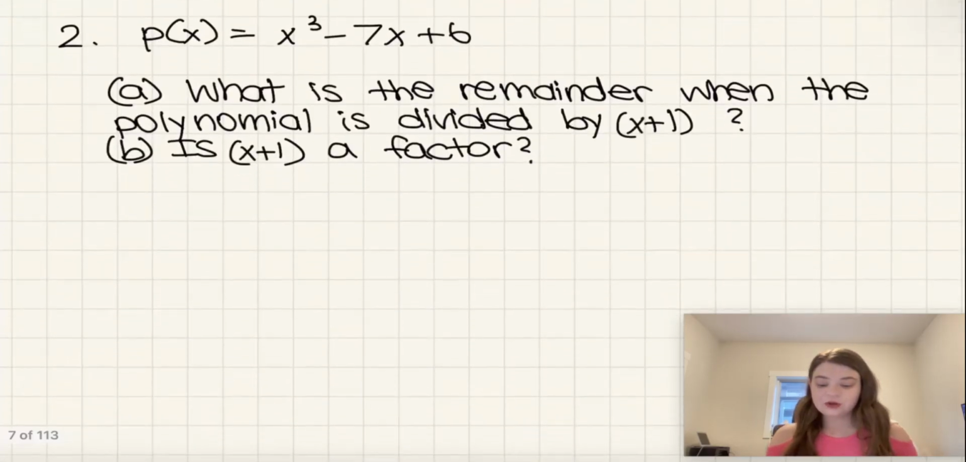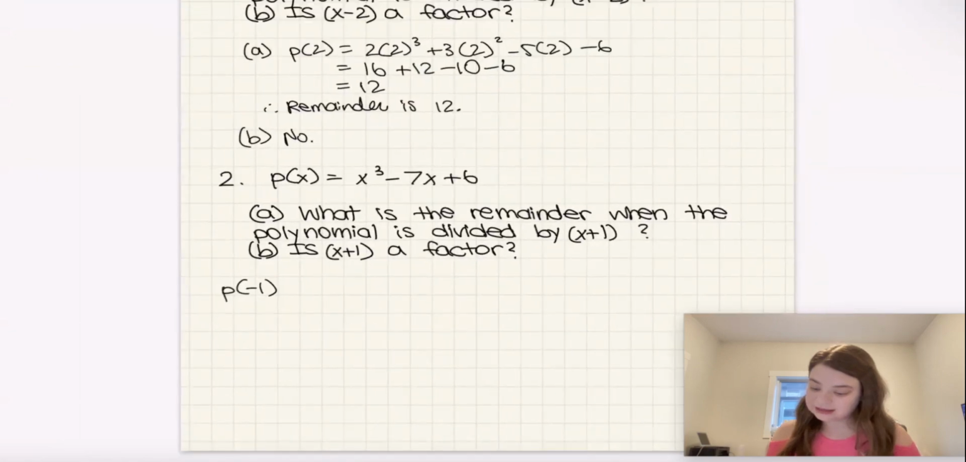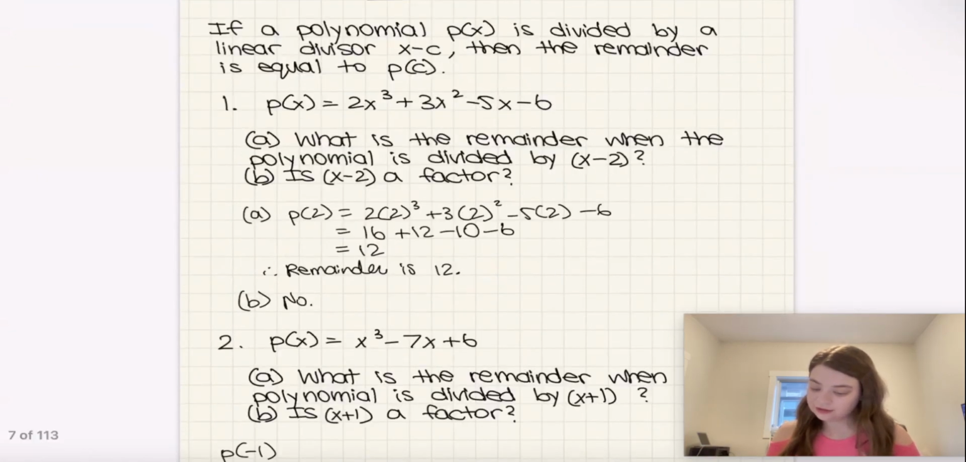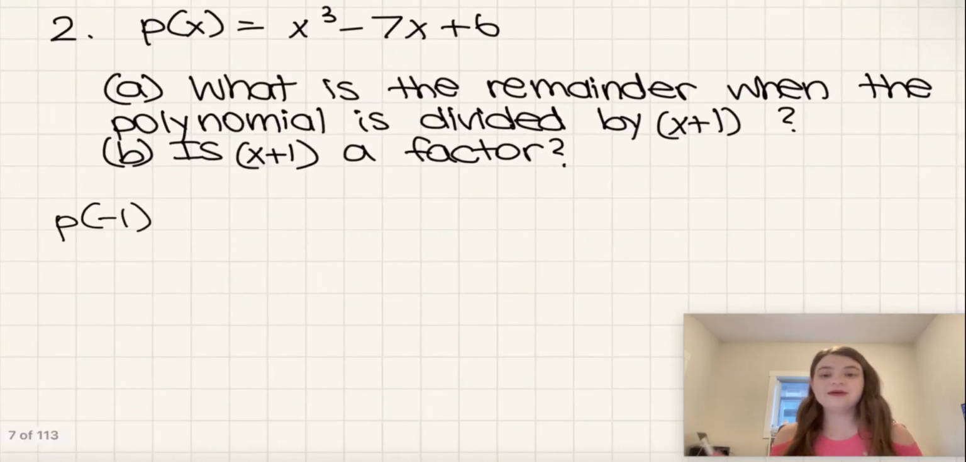Okay, let's try a second example. Here we have x cubed minus 7x plus 6. What is the remainder when the polynomial is divided by x plus 1? Okay, so in this case, we need to find p of negative 1, right? Keep in mind that it's x minus c that we're looking for. And so here, since we have x plus 1, that means our c value is actually negative 1, right? It's actually the opposite.